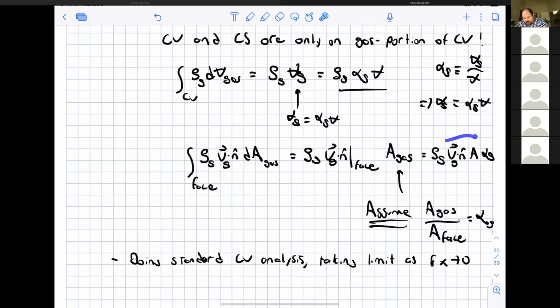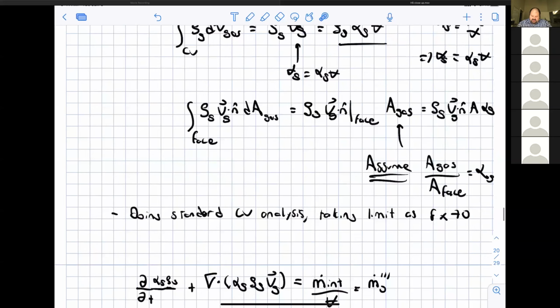And so the general mass flow rate through any face is just rho g times the face area times the gas phase volume fraction, because again, we are assuming that the area fraction is equal to the volume fraction. That is an assumption. Times V dot n hat at that face. So all stuff that you've seen from fluid mechanics, we just need to be very careful to account for the volume fraction.